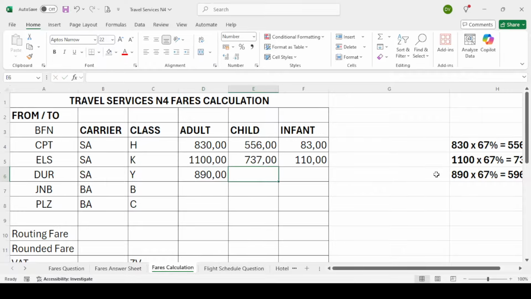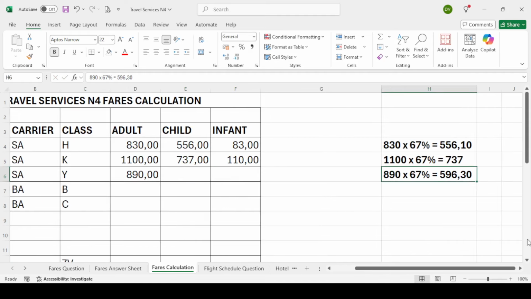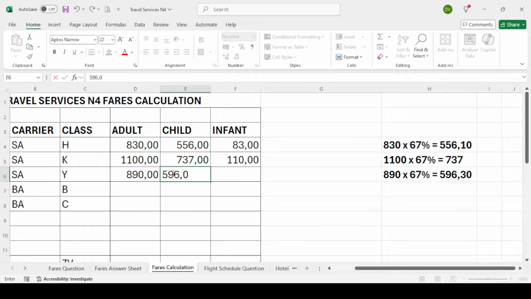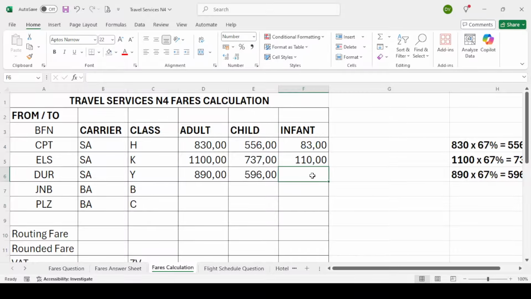To work out the fare for the child, we have to work out what is 67% of 890 Rand. So you take your 890, multiply 67%, gives you 596 Rand and 30 cents. We do not take the cents into account, we just ignore it and simply put in here 596.00. And for the infant, it's 10% of the fare, meaning it will be 89 Rand.